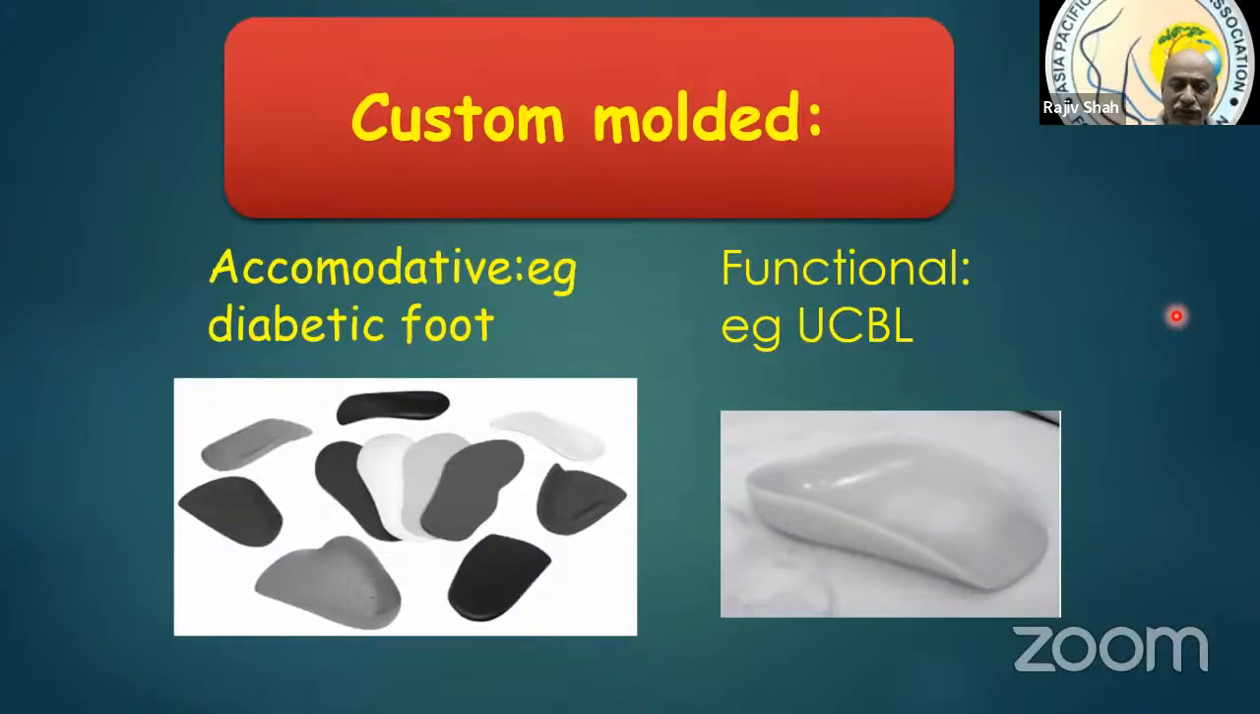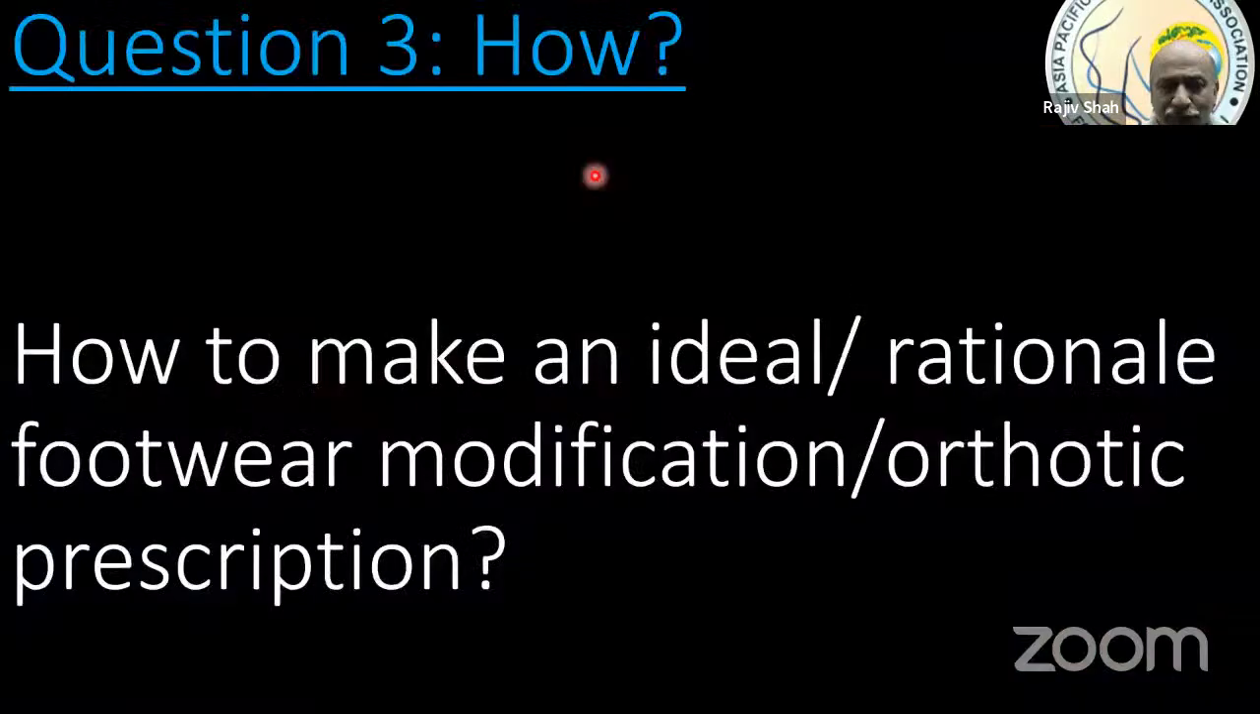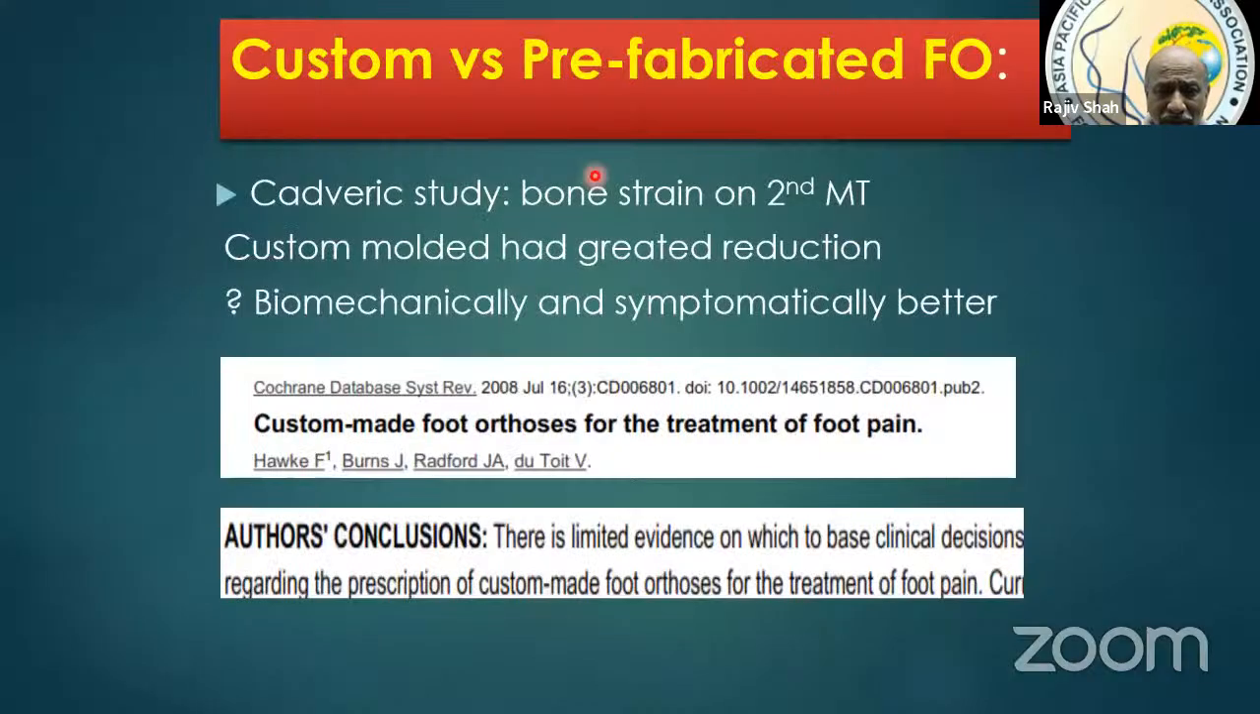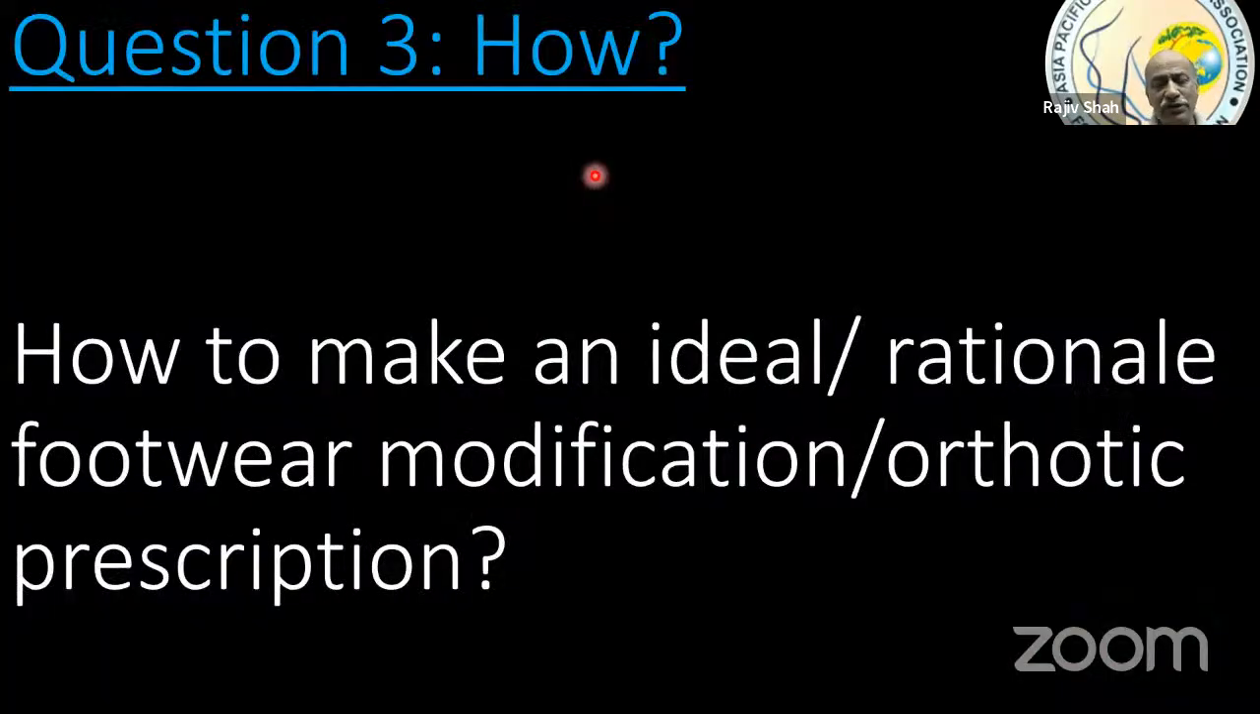Accommodative is what we use for diabetic foot, but functional is what we use for flat foot, and this is the rigid UCBL. I am going to spend some time on UCBL later. But before that, where is the slide of UCBL gone? Okay, now UCBL is University of California Biomechanics Laboratory orthosis, which I am using very, very rampantly, I would say, for a flat foot where I require a good correction.